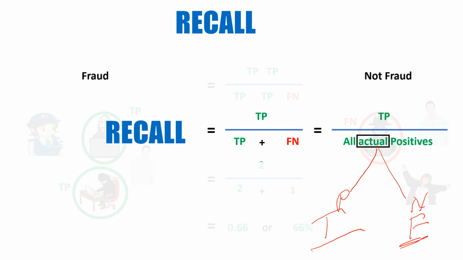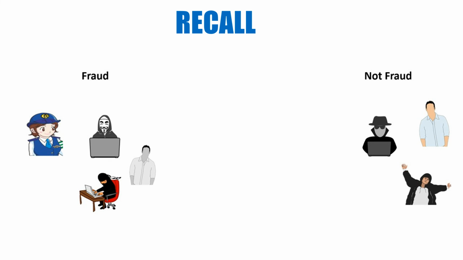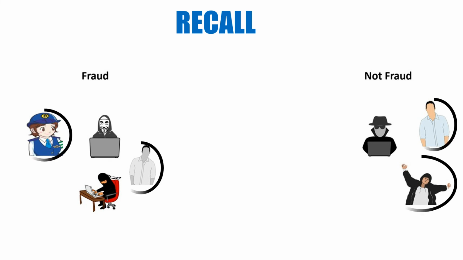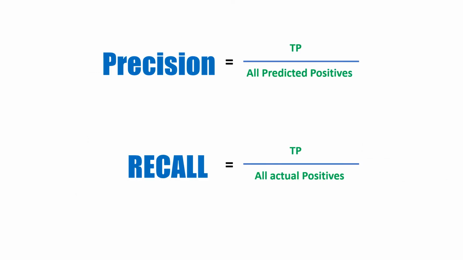I just hope that it is clear. Now that we have understood recall, I want you to pause the video again and find the recall for not frauds. We just calculated recall for fraud. Now I want you to calculate it for not fraud. After understanding both of these things, let's have a comparative look. If you focus on precision, like I said, it takes predicted points as the denominator, while in recall, actual points are taken as the denominator. I just hope that it is clear. In case of any doubt, put it in the comment section. I'll be very happy to clarify that.